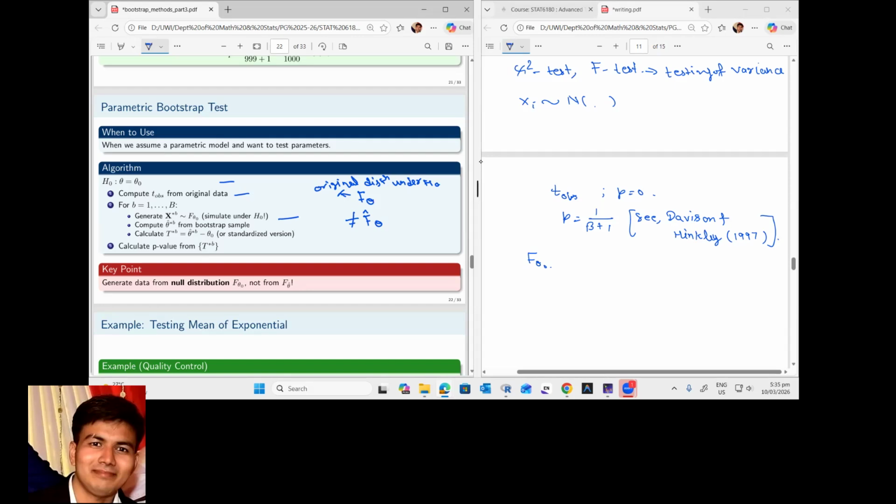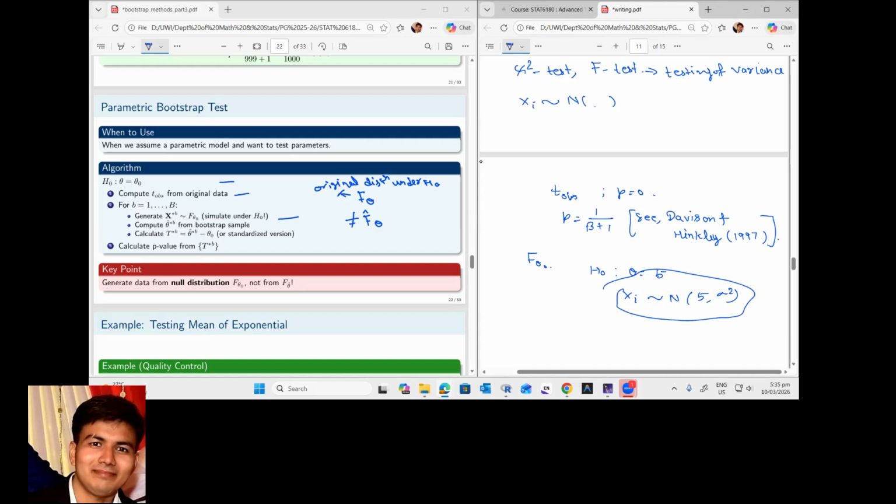For example, if you are testing H naught theta equals 5 with normal distributions, and that distribution X is basically normal with mean 5 and variance sigma square, then what you basically need to do is generate the data again and again from this distribution only.